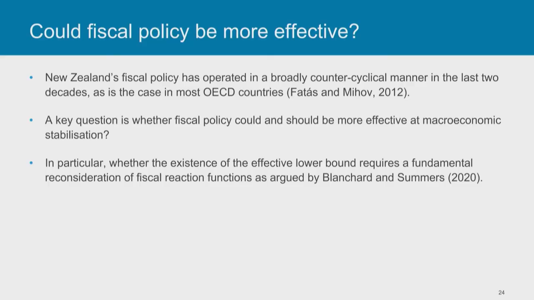But the conclusion can be made that New Zealand's fiscal policy has operated in a broadly countercyclical manner in the last two decades, and this is the case in most OECD countries, as found in a range of studies, including Fatás and Mihov, 2012. A key question then is whether fiscal policy could or should be more effective at macroeconomic stabilisation. In particular, whether the existence of the effective lower bound requires a fundamental reconsideration of fiscal reaction functions, as argued, for example, by Blanchard and Summers.